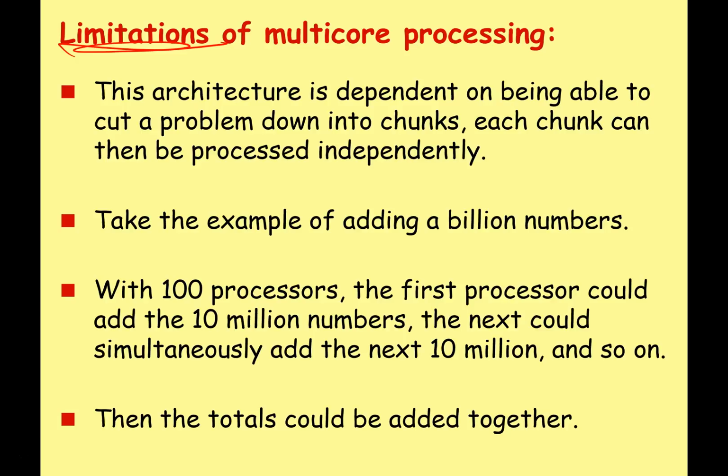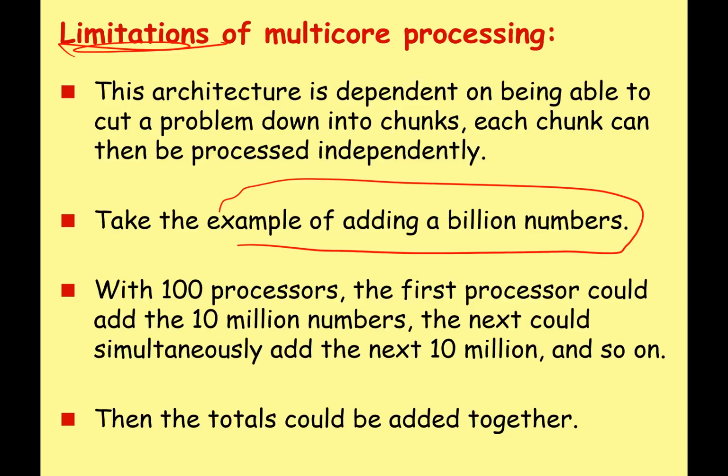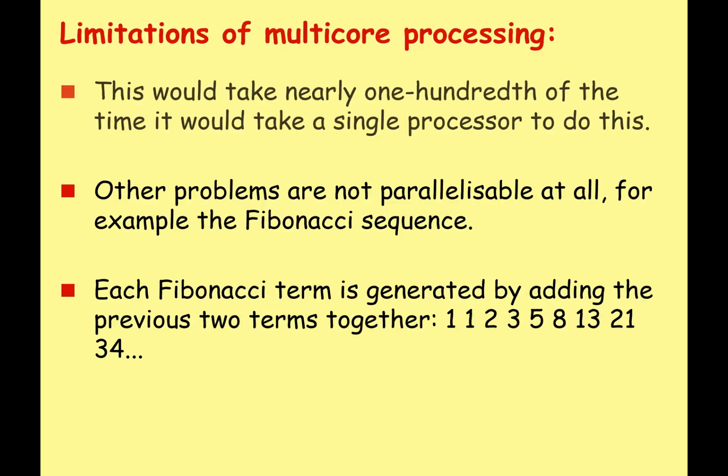So an example of a problem that would work very well on a parallel system is the example of adding a billion numbers. So if you're running 100 cores or 100 CPUs, you've got 100 processing units. The first processor could add the first 10 million numbers, the next could simultaneously add the next 10 million numbers, and so on and so forth. And then at the end, the totals are added together.